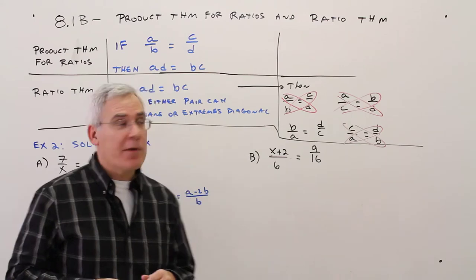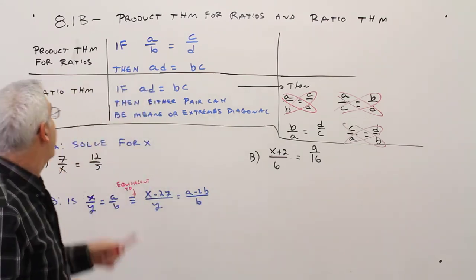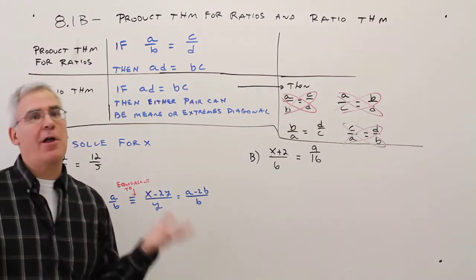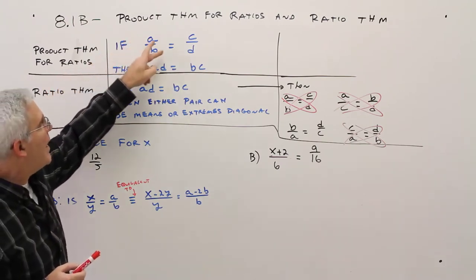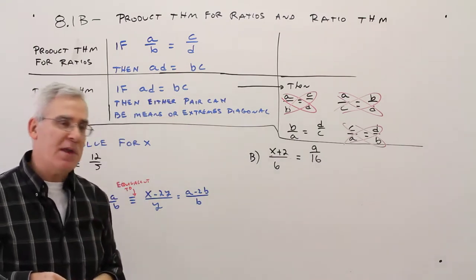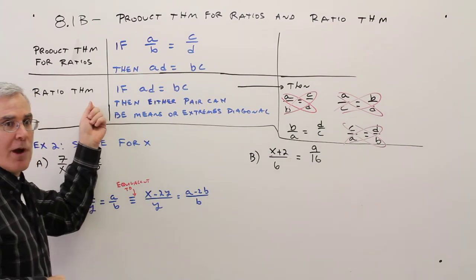Video 8.1b, the product theorem for ratios and the ratio theorem itself. All right, here are the two theorems, very powerful. First one, you already know, it's called cross-multiplying. Product theorem for ratios: if A over B equals C over D, then A times D equals B times C. You've done that for years and years. This is the new one, probably.